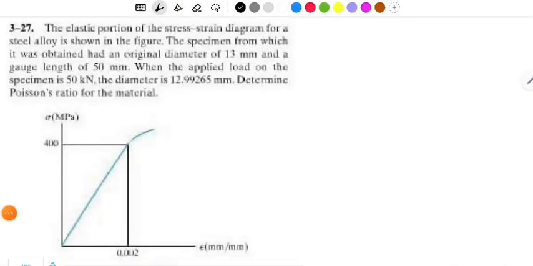All right, everyone, this is 3-27 from R.C. Hibbeler's Mechanics of Materials. In this problem, we're trying to figure out the Poisson's ratio. Let's go ahead and write this out. That's negative the lateral strain over the longitudinal strain. Negative because these are inverse of each other.